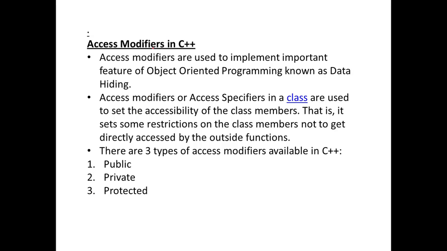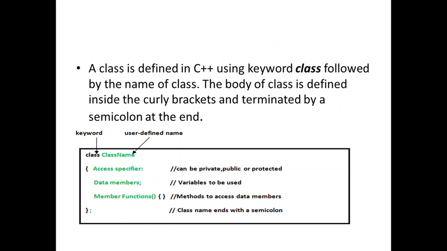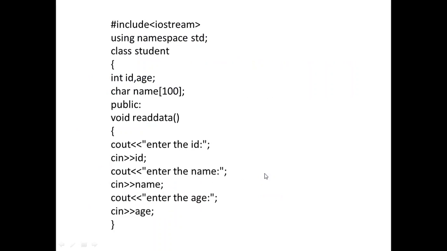This is another important topic in object-oriented programming, that is the access modifiers. We know that within a class there will be the class name, access specifier, data members, member functions. Access specifier means our data we can set it as private, public or protected. So that is the access specifier.